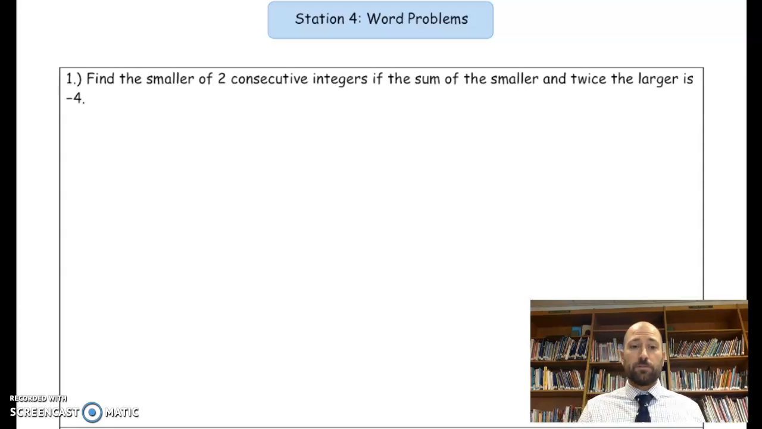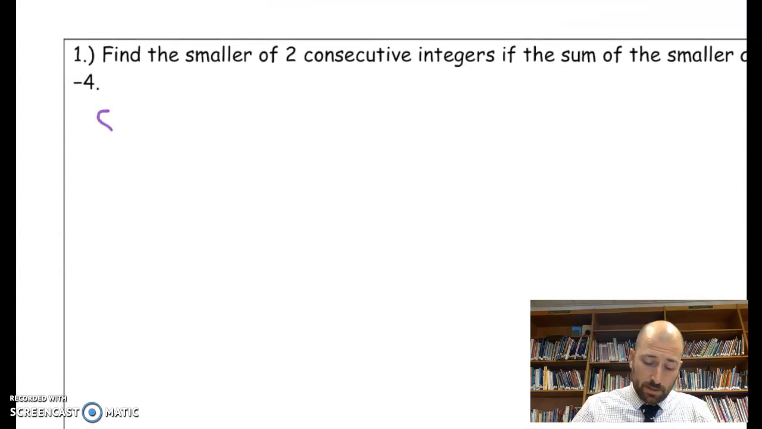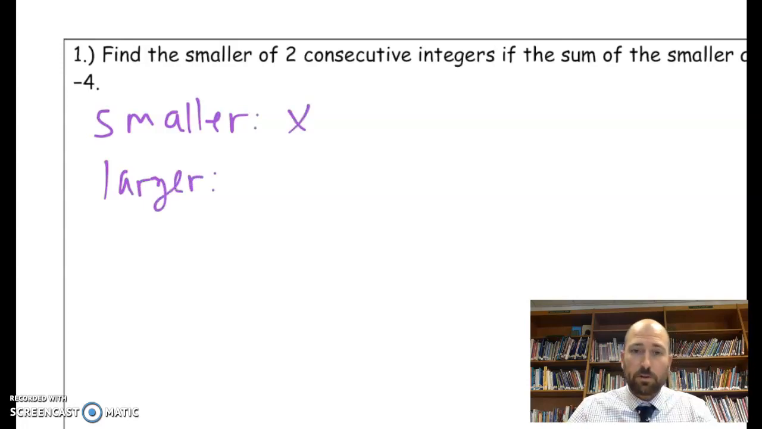key. Number one says to find the smaller of two consecutive integers if the sum of the smaller is twice the larger, and twice the larger is -4. A lot going on there. I'm first going to start out by saying, here is my smaller. Here is my larger. Okay, the smaller of consecutive I'll call x.